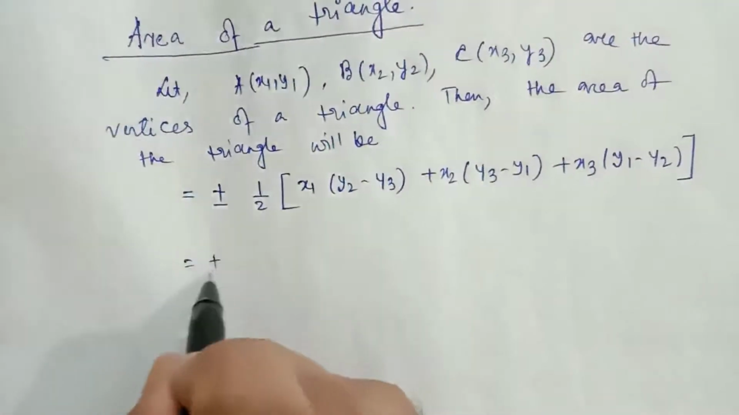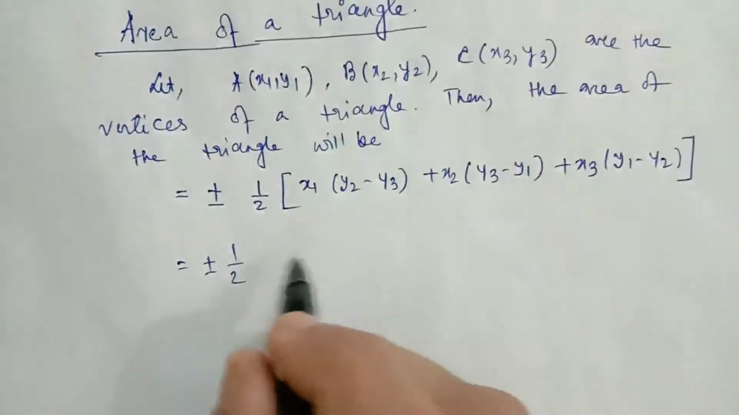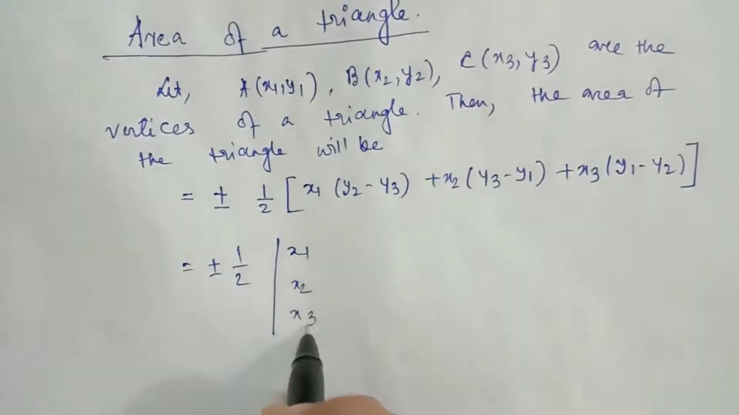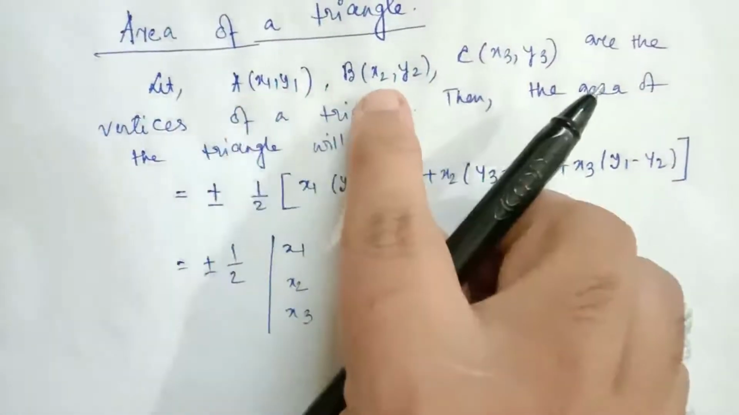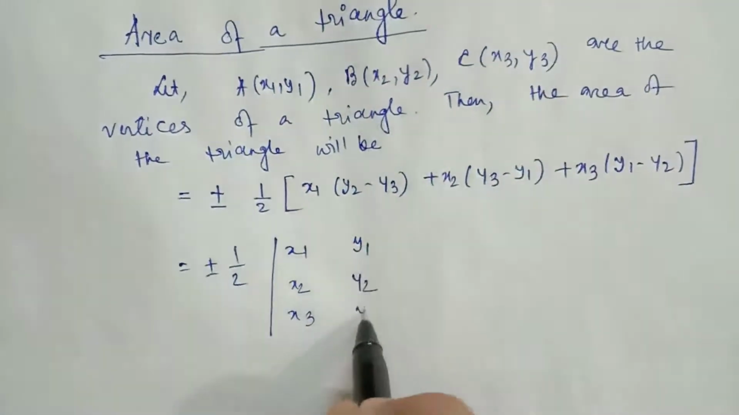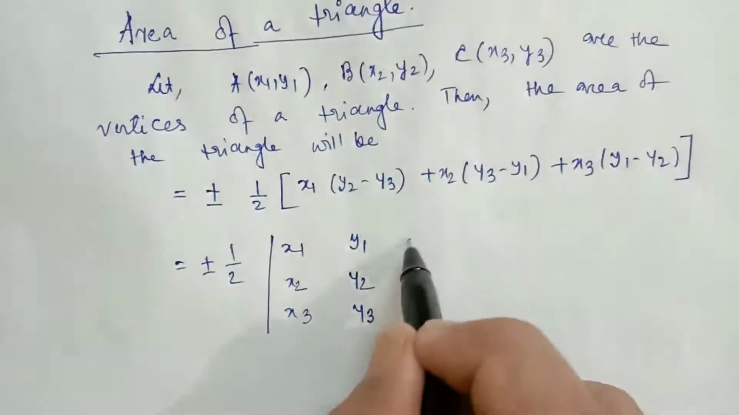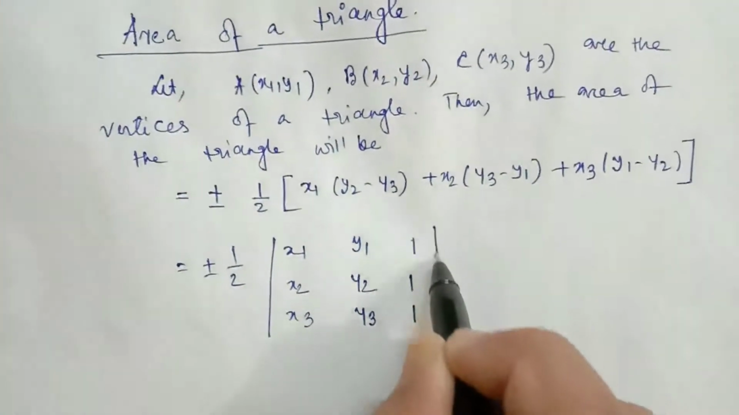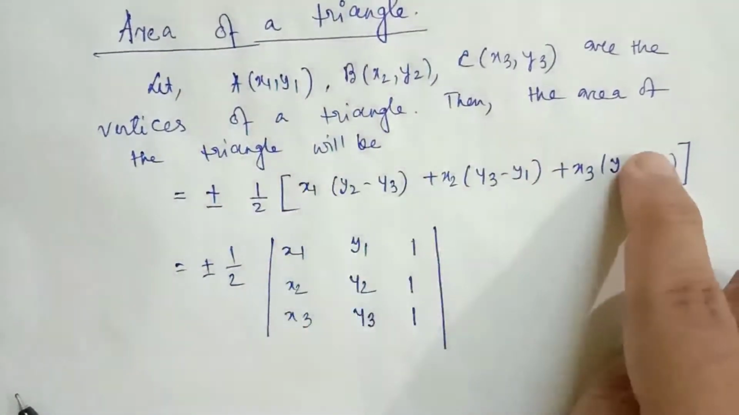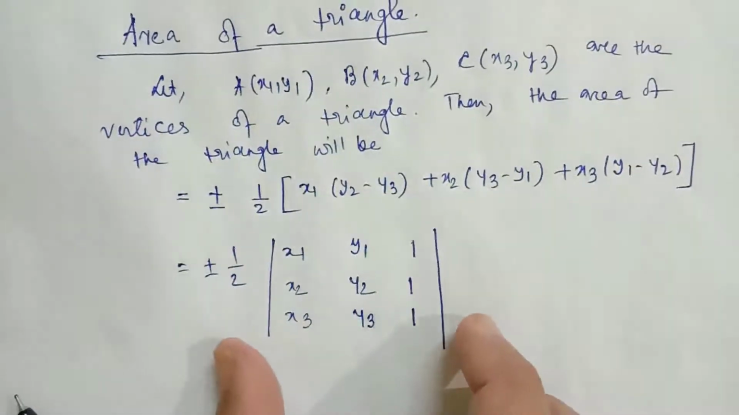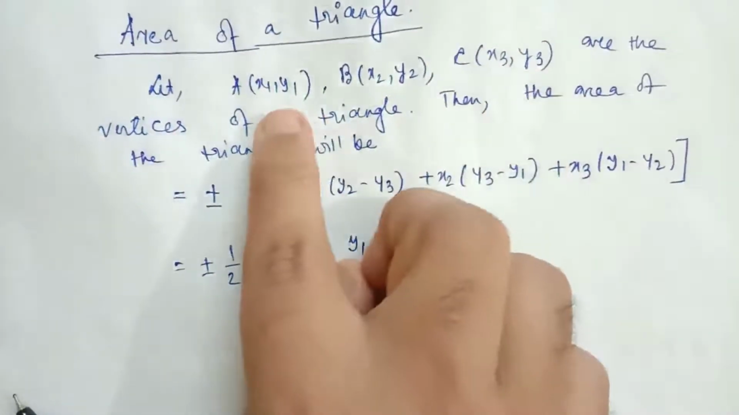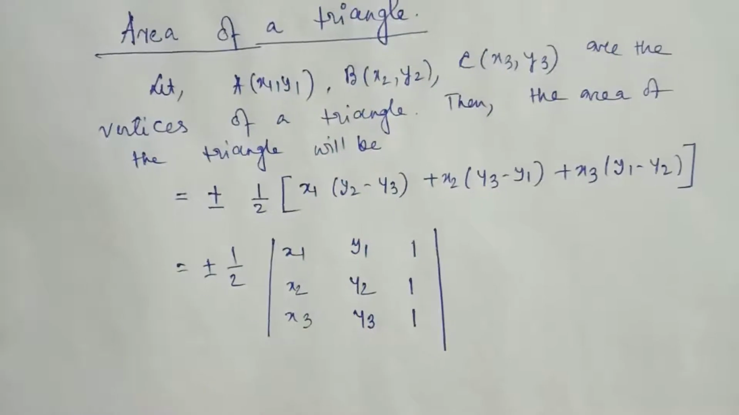Now we can express this in determinant form in this way: x1, x2, x3, which are the x coordinates of the given points, y1, y2, y3, which are the y coordinates of the given points, and 1, 1, 1. If we expand this determinant, the value of the determinant will be this. So this is now the formula for area of a triangle, given the vertices of a triangle are this, this and this.